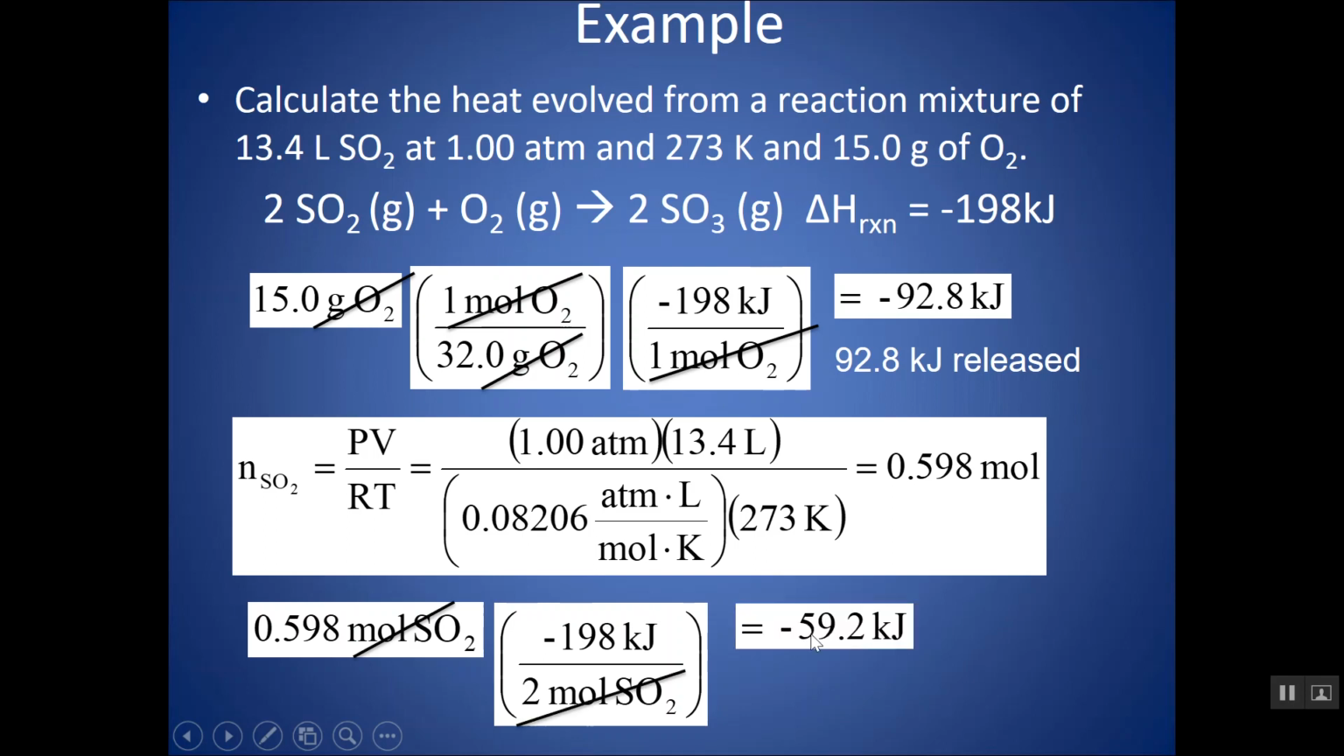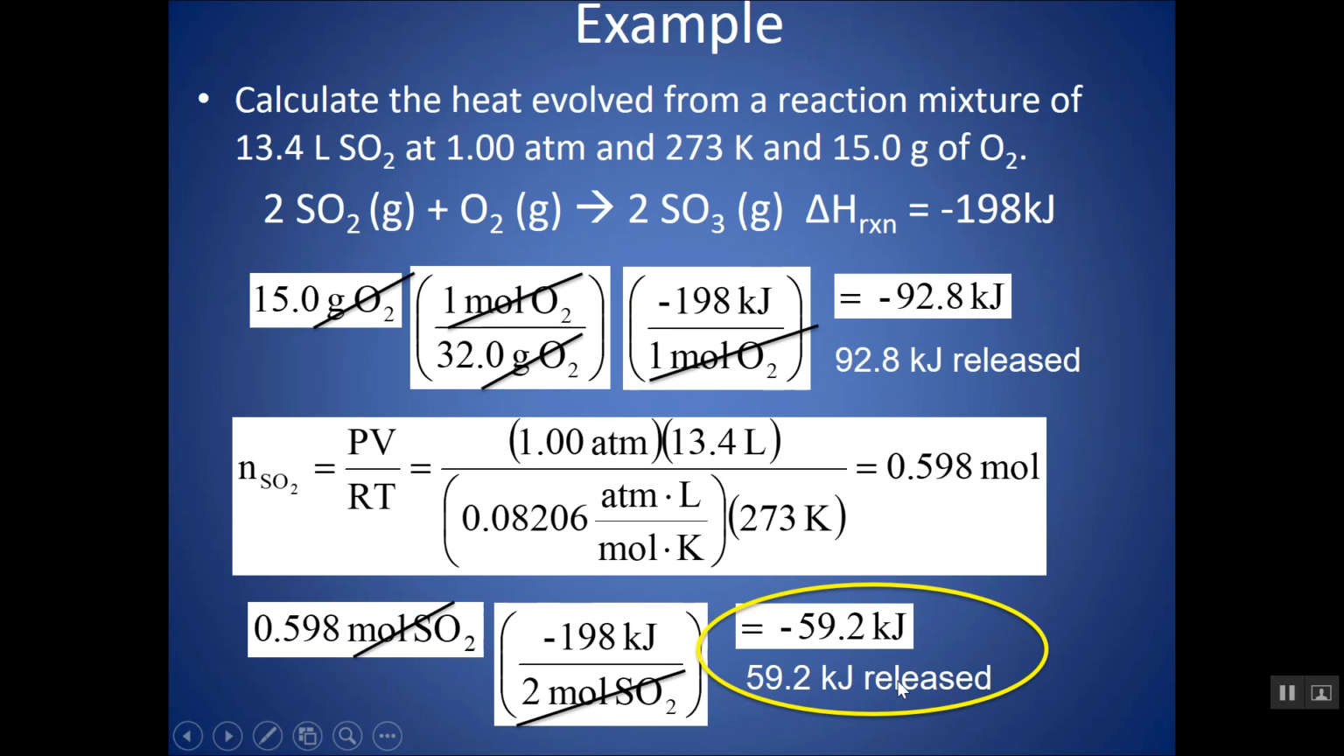And I would find out that if I were to use up all the SO2, 59.2 kilojoules would be released, which is a lower magnitude than the 92.8. This is less heat that would be released. So essentially, this is my answer. SO2 is my limiting reactant.